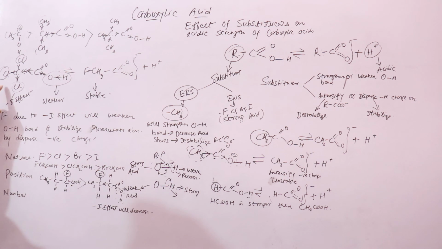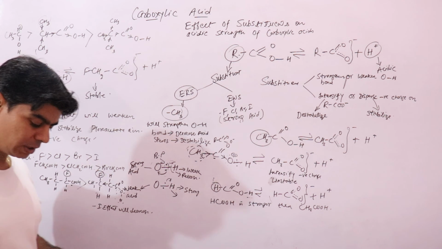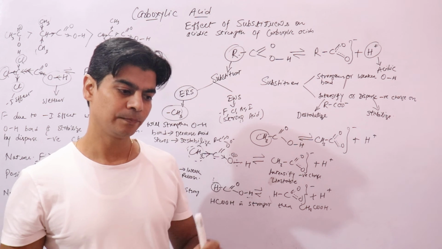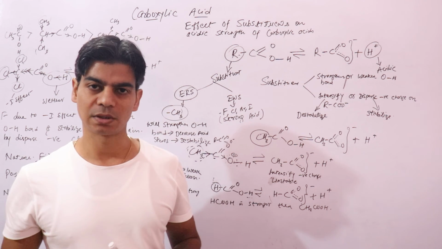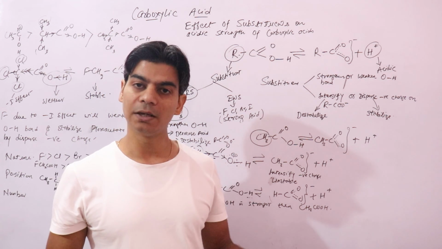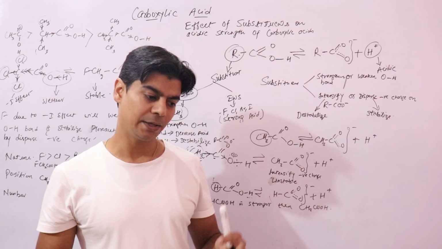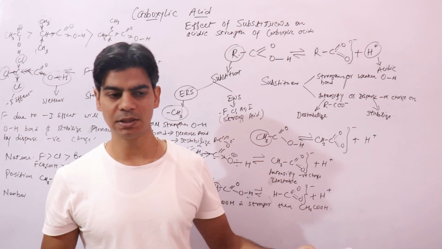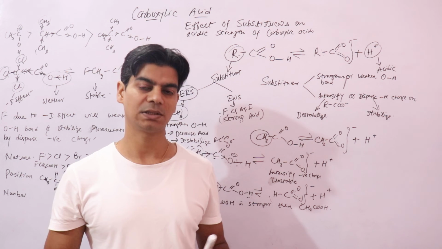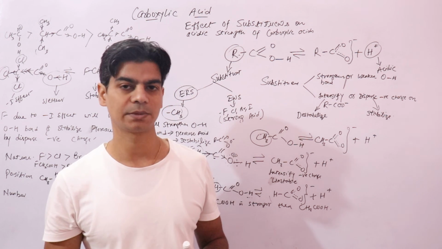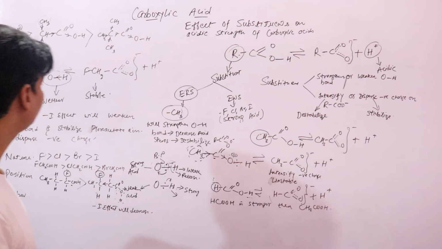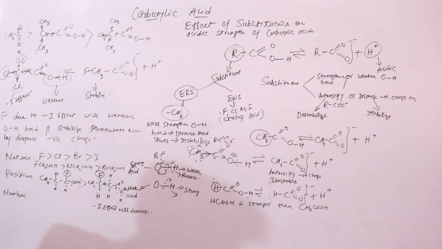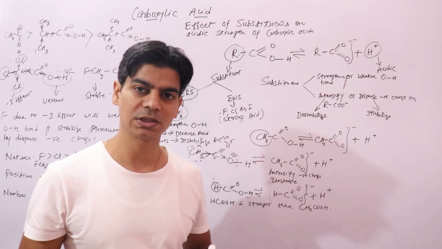right. So trichloroacetic acid would be the strongest acid because it has more electron withdrawing substituents compared to dichloroacetic acid, and dichloroacetic acid would be stronger than monochloroacetic acid because dichloroacetic acid has more electron withdrawing substituents, right. I hope this is clear. This question is important and is asked many times, like why trichloroacetic acid is the strongest acid.